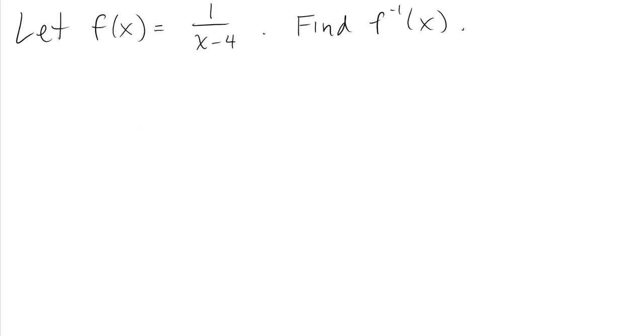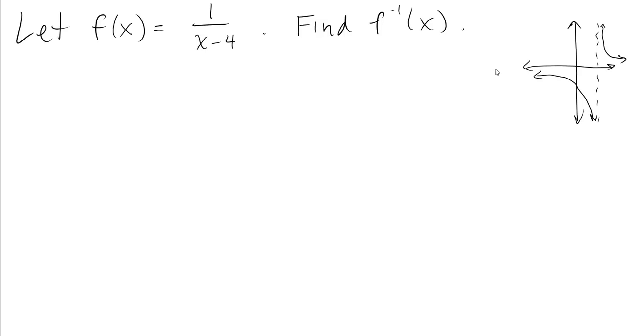Here's another example. Let f of x equal 1 over x minus 4. Find the inverse function. First thing you need to do is verify that this function is 1 to 1. The graph of this function would have a vertical asymptote at x equals 4. And on the left side, it would shoot down forever. On the right side, it would shoot up forever.